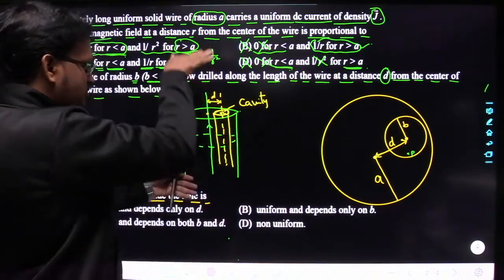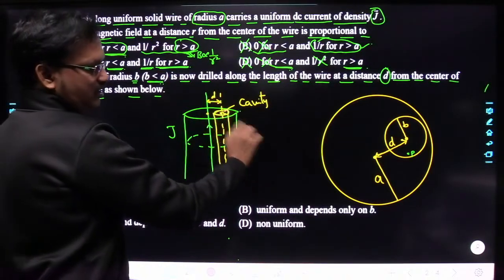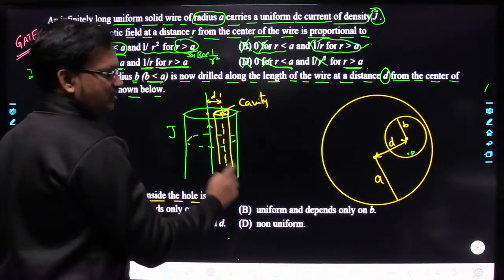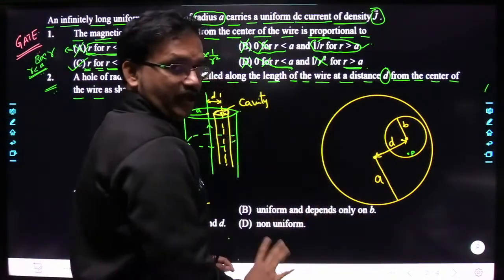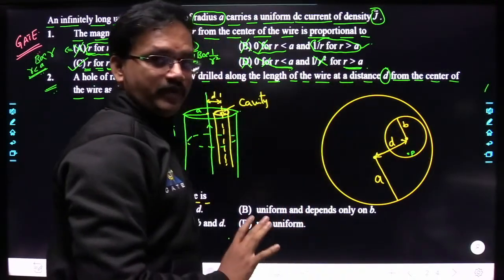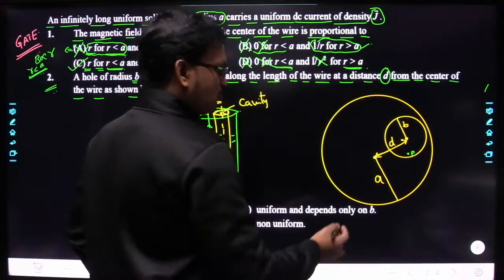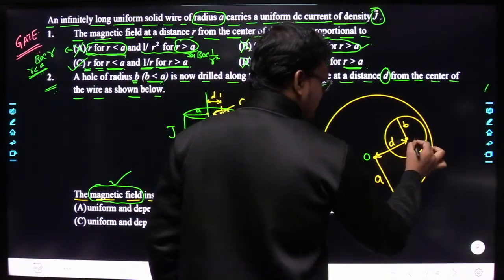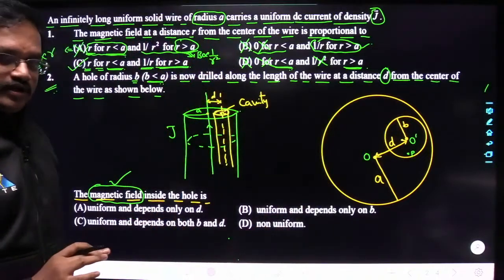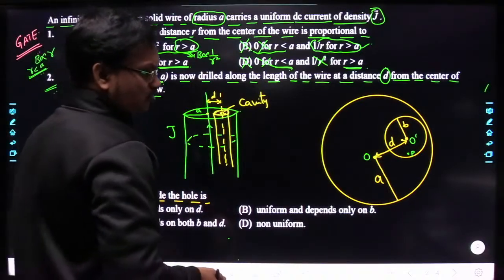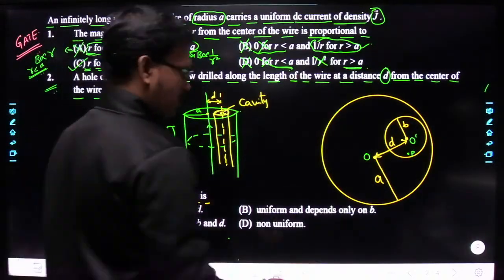This is the top view that I have drawn here. The distance from here to here is d, the radius of the cylindrical cavity is b, and the radius of the cylindrical wire is a. Let us name this center O and this center O dash. Now we have to determine the magnetic field inside the cavity. So how can we solve this problem?